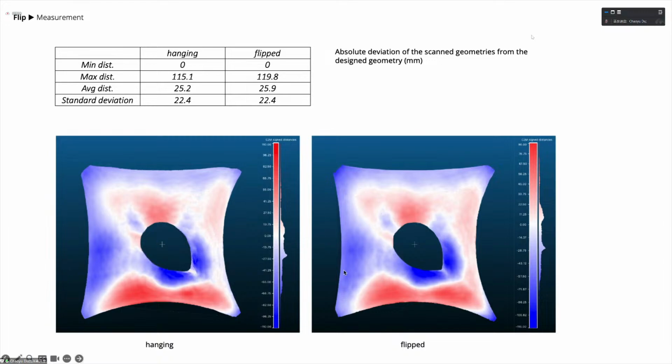And in these figures, we can also observe that the hanging geometry and the flipped geometry are almost identical. And I think between these two geometries, the deviation is around 4 or 5 millimeters, which can be ignored considering the tolerance.